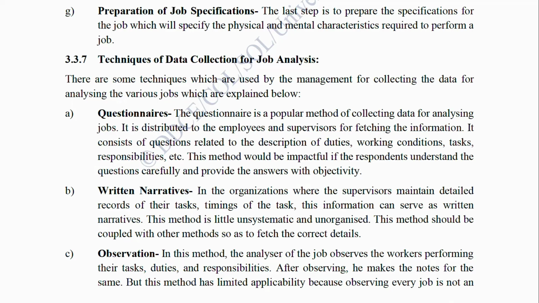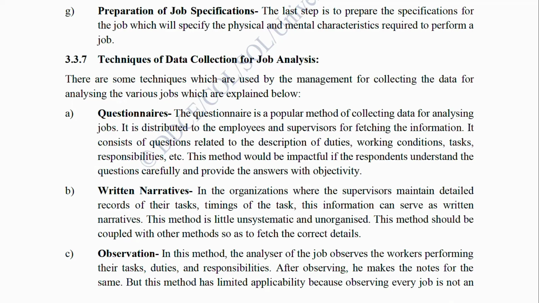Number 1. Questionnaires. The questionnaire is a popular method of collecting data for analyzing jobs. It is distributed to the employees and supervisors for fetching the information. It consists of questions related to the description of duties, working conditions, tasks and responsibilities, etc. This method would be impactful if the respondents understand the questions carefully and provide the answers with objectivity.